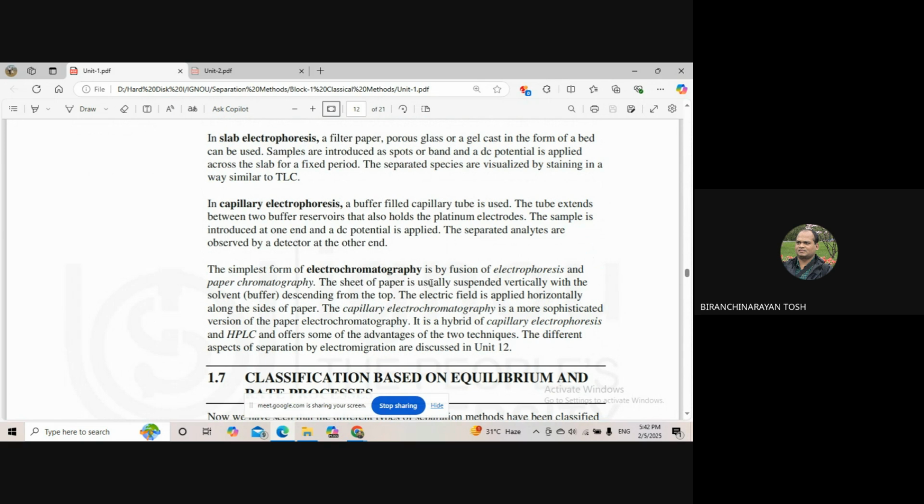The simplest form of electrochromatography is by fusion of electrophoresis and paper chromatography. The sheet of paper is usually suspended vertically with the solvent descending from the top. The electric field is applied horizontally along the side of the paper. Capillary electrochromatography is a more sophisticated version of paper chromatography.